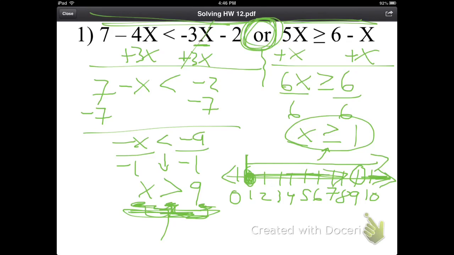So it starts at 1 and keeps going to the right and never ends. So when we write our interval, it goes from 1 to infinity. Infinity is always curved, and since 1 has a closed circle, we're going to use that square bracket, and ta-da, there it is, the answer in interval notation.